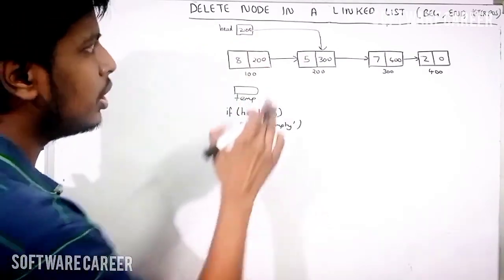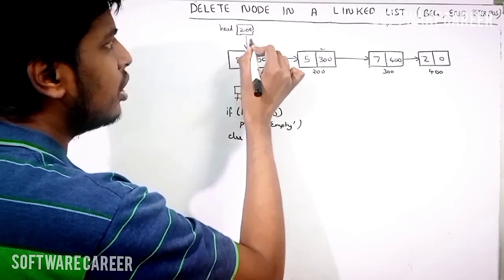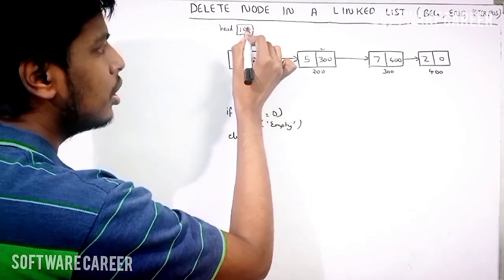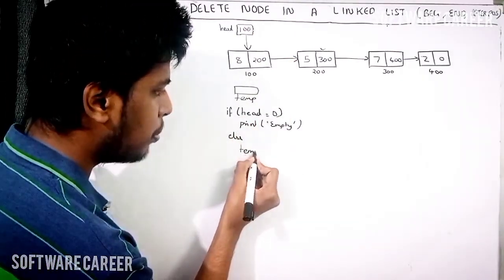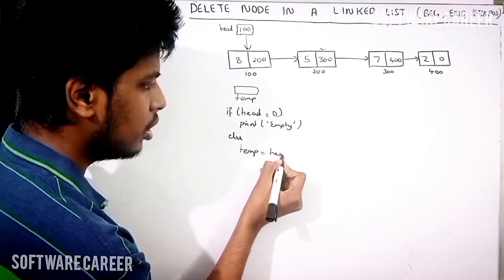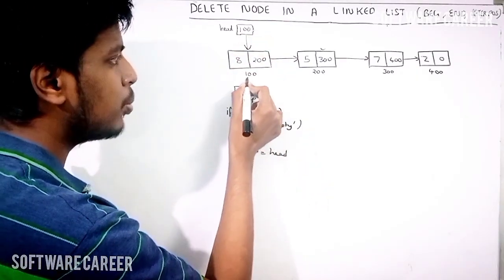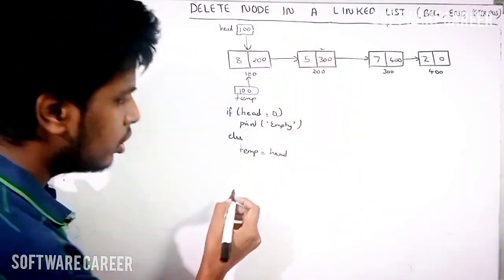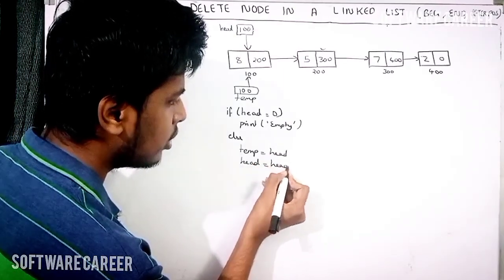So see here, now I am writing how to do it. Head is pointing to the first node, that means head has address 100. Now at the start I am creating a pointer called temp, and temp equals head. Now see, head is 100, so I am putting 100 in this temp. So temp is pointing to the first node. Now you should move the head pointer to the next node. So see here, head equals head next.